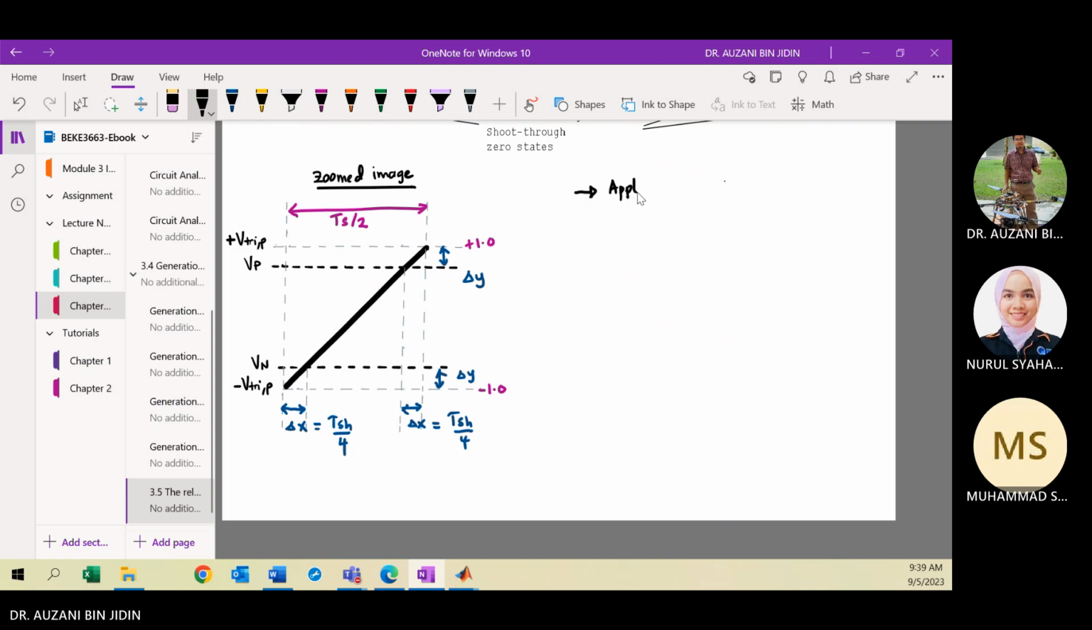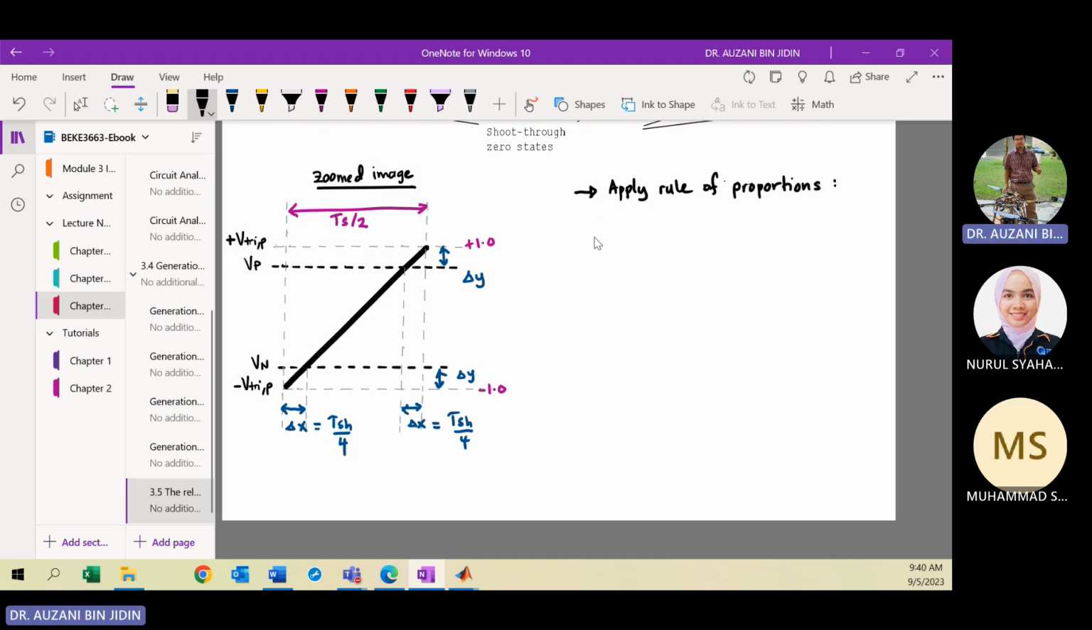Apply rule of proportion. Apa bahasa Melayu dia? Someone can tell. What's in bahasa Malaysia? Rule of proportion. Perkadaran, perkadaran. Nisbah dan perkadaran kan. You belajar in mathematical engineering. Apply rule of proportion.